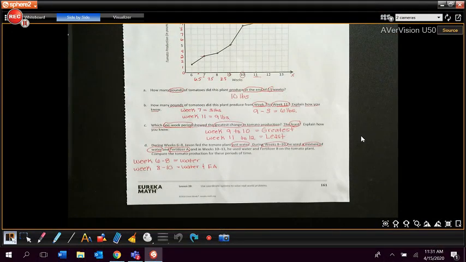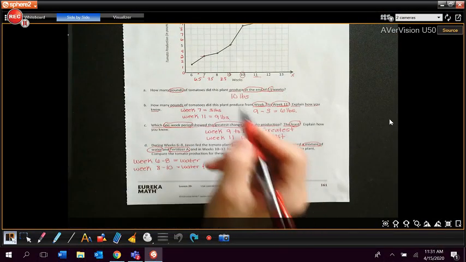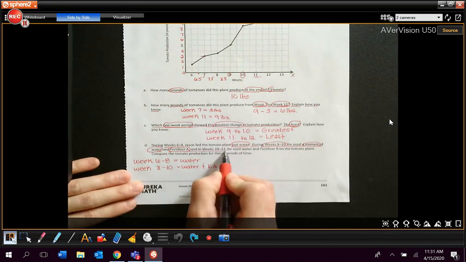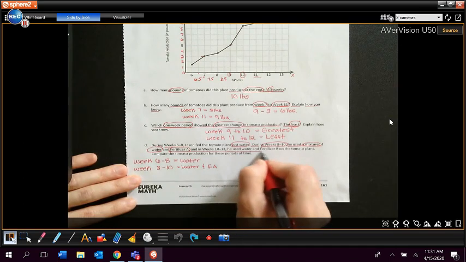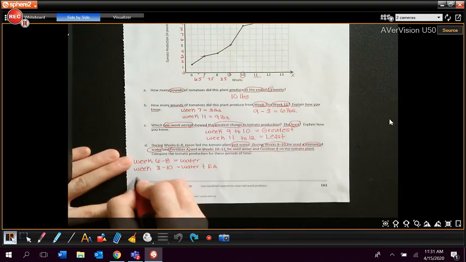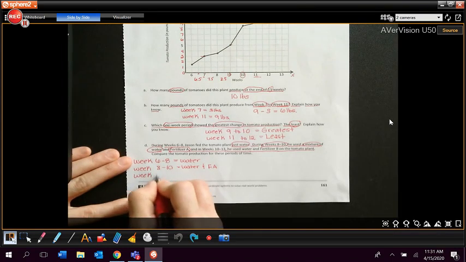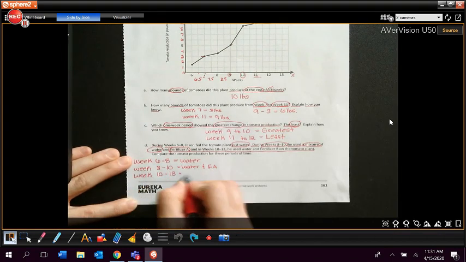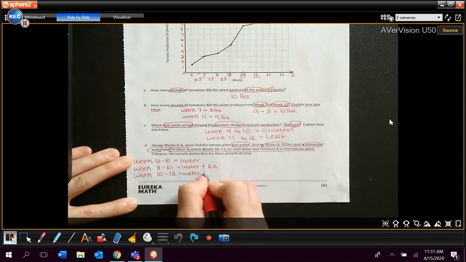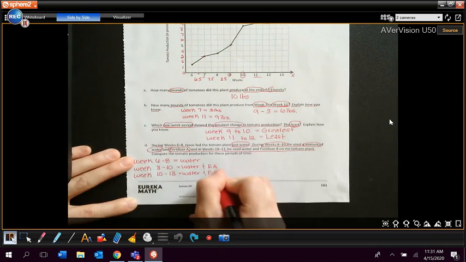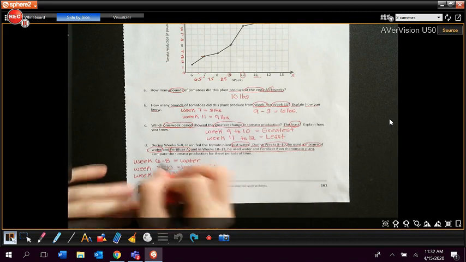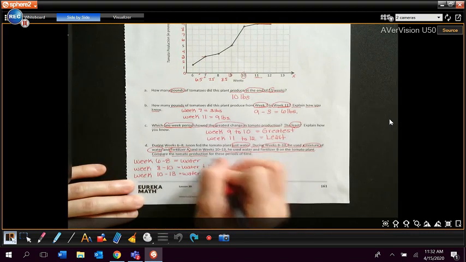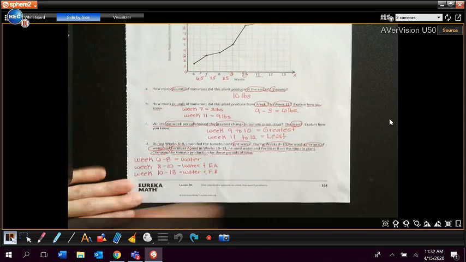Now, I'm going to move on to continue reading. And in weeks 10 to 13, he used water and fertilizer B on the tomato plant. So weeks 10 through 13, he used water and fertilizer B. So for fertilizer B, I'm going to do FB, so I don't have to write the whole thing. Then it's asking, compare the tomato production for these periods of time. So we're going to compare.